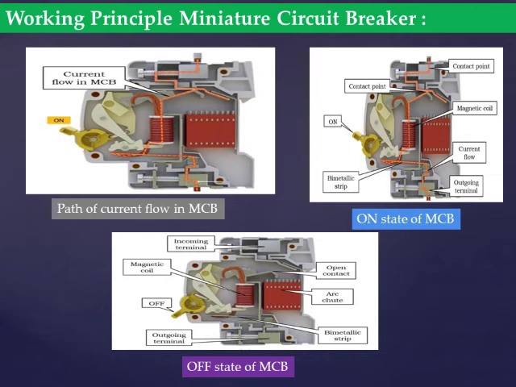But during short circuit conditions, the sudden rise of current causes electromechanical displacement of the plunger associated with the tripping coil or solenoid of the MCB. The plunger strikes the trip lever, causing the immediate release of the latch mechanism. Consequently, the circuit breaker's contacts open. This was a simple explanation of the miniature circuit breaker working principle.